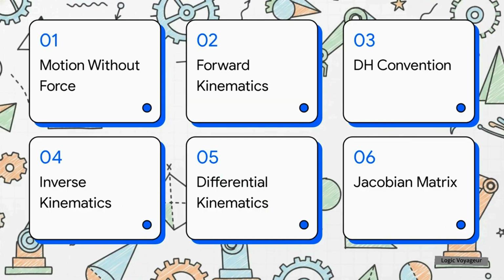Here is our game plan for today. We'll hit 1. Motion without the force. 2. Forward kinematics, finding position. 3. Standardizing with the DH convention. 4. Inverse kinematics, reaching the target. 5. Differential kinematics and velocities. And finally, 6. The Jacobian, preventing real-world errors.